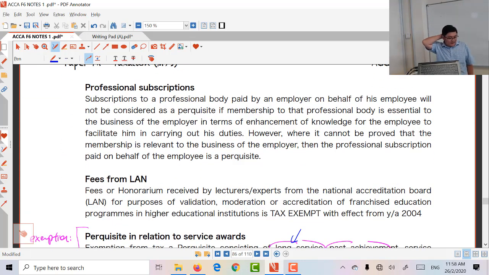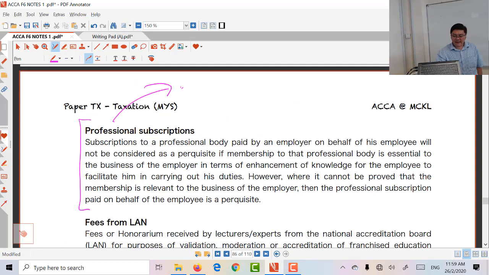Now let's look at this thing called professional subscription. Now we are referring to people like, for example, ourselves, accountants. If you become ACCA, every year you must pay membership fee, right? Do you know how much I'm paying every year? Just for you to roughly guess. How much you're paying every year? 400 plus, right? About 500, right? I'm paying about 1,003 to 1,004.